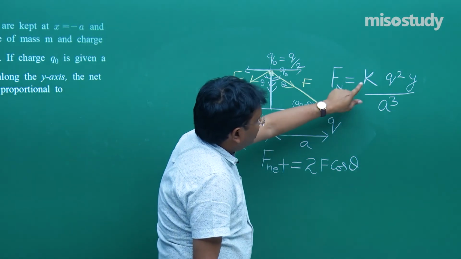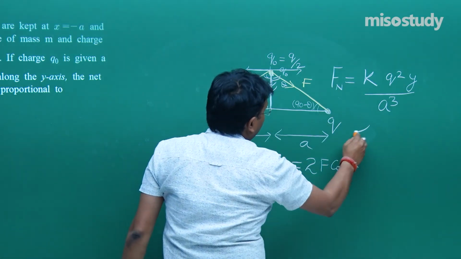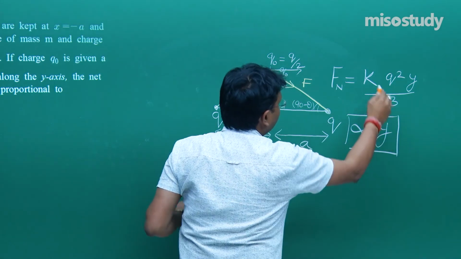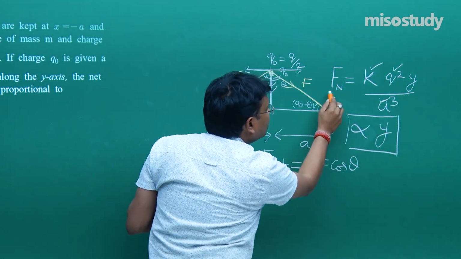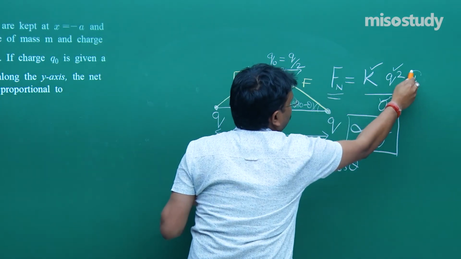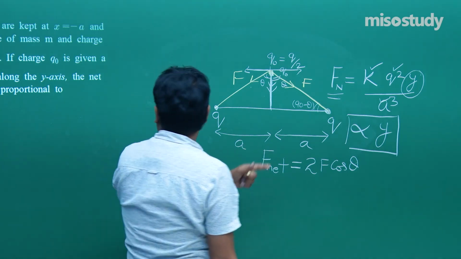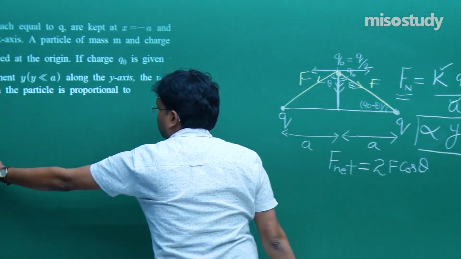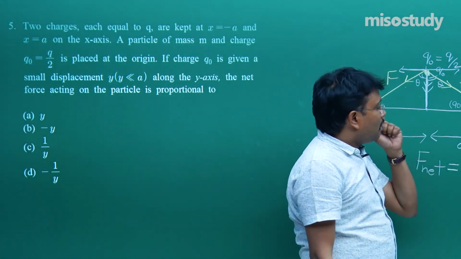Now, from here what can you say? You can say K Q square Y upon A cube. So it is directly proportional to Y. See the beauty? Constant, given constant, given constant. So ultimately F net is directly proportional to which quantity? Y. Fine. So now try to find out the solution of this problem. A is your answer. Fine.